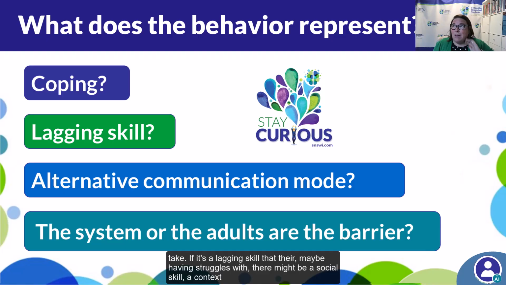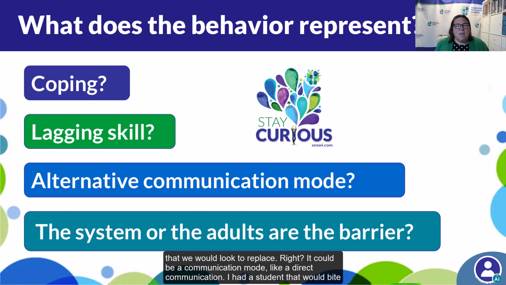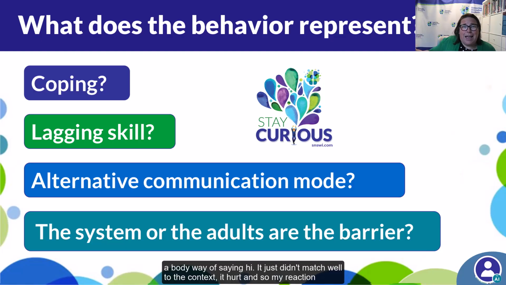It might be a social skill, a context matching skill. So many skills could be in that lagging skill that would cause a behavior that is challenging to us that we would look to replace. Right? It could be a communication mode, like a direct communication. I had a student that would bite me to say hi. So people would call that behavior biting, right? But she was saying hi. It was literally a body way of saying hi. It just didn't match well to the context.